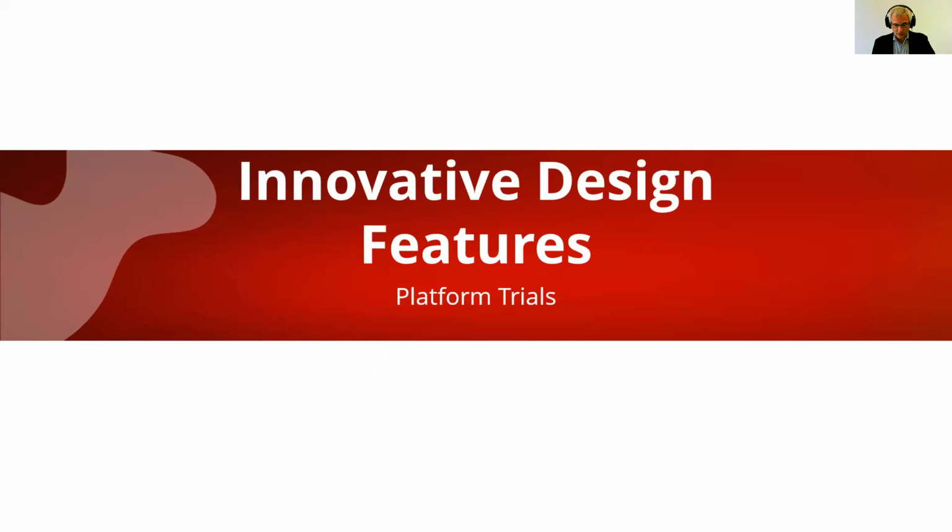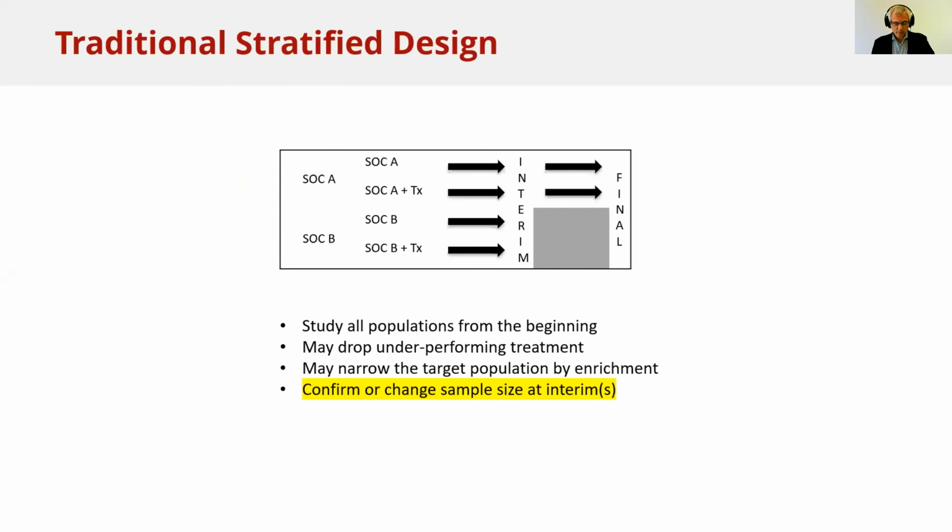Okay, platform trials. These are more recent. Before I describe platform trials, let's look at a traditional stratified design and how we might adapt that design by dropping arms. Suppose we have two standard of care, A and B, and then we have a treatment that we think might work with either one of those standard of cares. So we have standard of care A alone, B alone, and then with treatment. So 4 arms in the study.